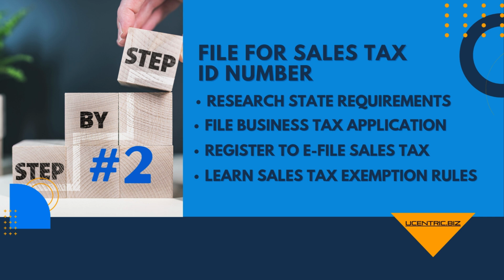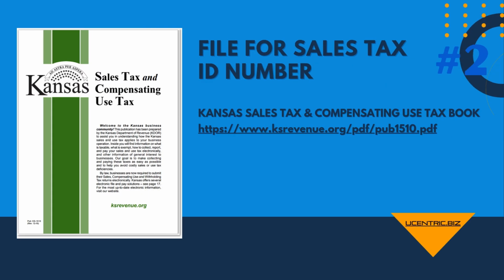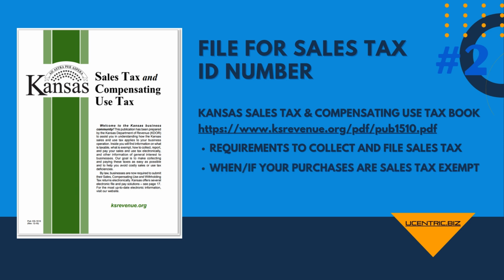So at this point, we're going to move into specifically the state of Kansas, some rules and things related to that. We can file for our sales tax ID number, and what we want to do here first of all is get to our sales tax and compensating use tax booklet from the Kansas Department of Revenue, which is updated periodically. On the right side of the screen you'll see the website address that you can access that publication 1510. In it, it's going to have everything for requirements to collect and file sales tax, when and if your purchasers are sales tax exempt, and how to get sales tax exemptions for specific things. So this is a very important document that you're going to want to access.